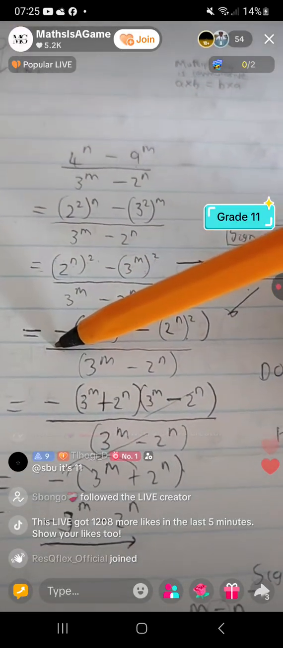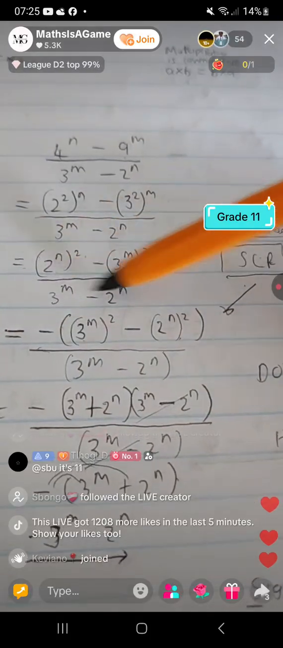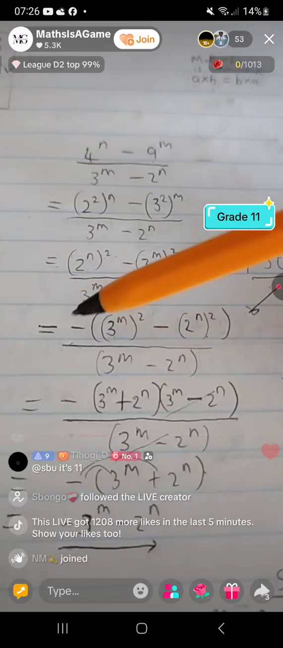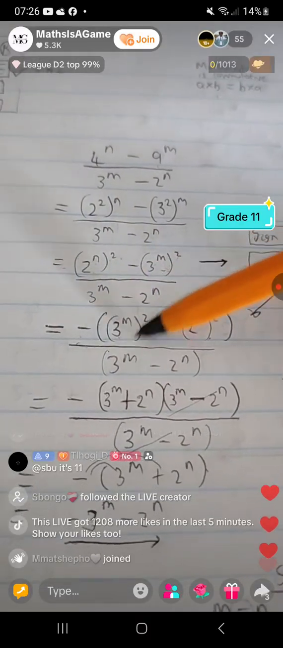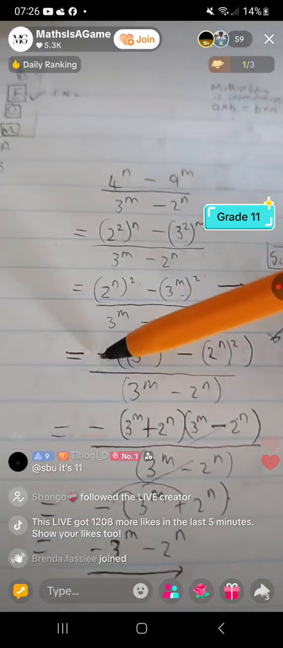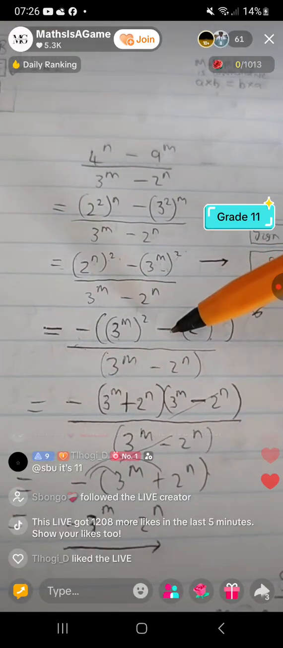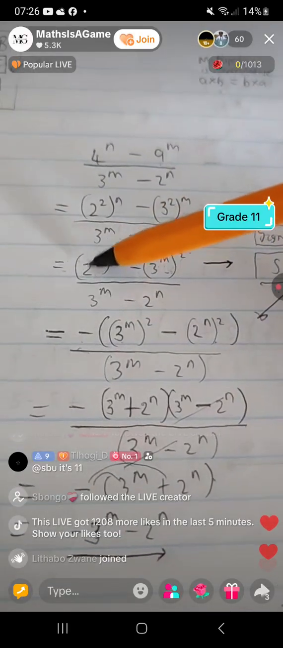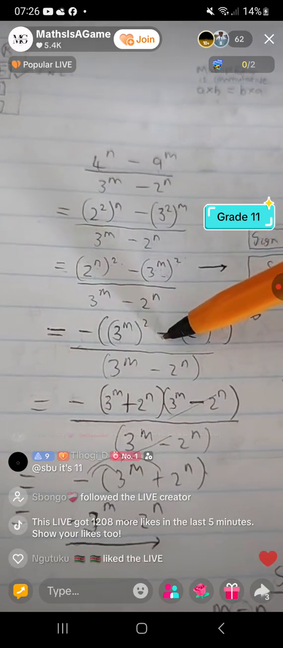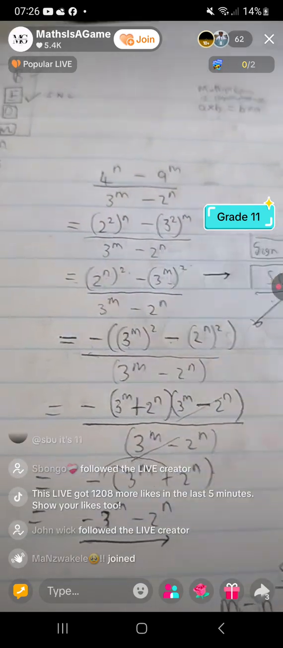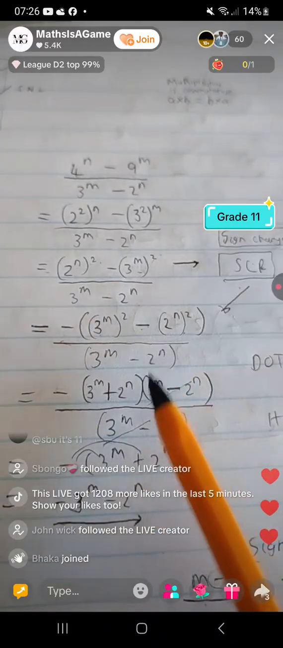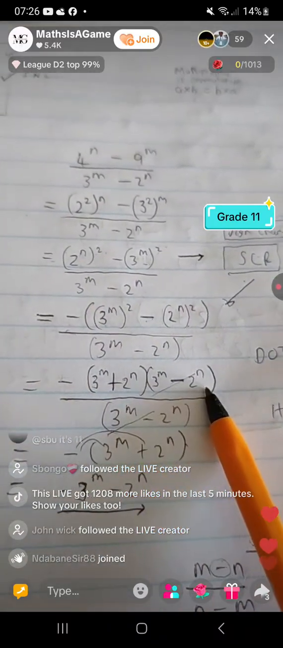And by taking out that negative, do we change this expression? No. The expression is still the same, because if you take the negative and multiply it, you get the negative 3 to the power m squared back. If you take this negative and multiply it with that negative, you get the 2 to the power n squared that is positive back, because a negative times a negative is a positive.